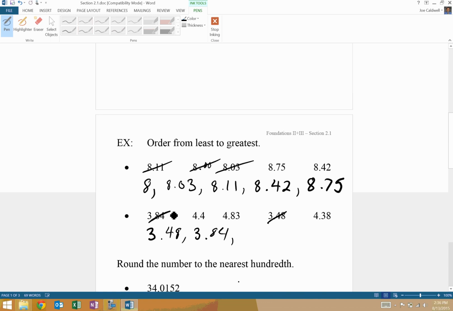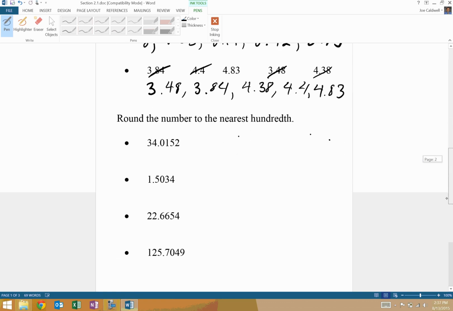Now we look at the next ones. Well, 4.3, that's going to be smaller than the 4.4, 3 and 4. So those two are, whoops, 3.8, 4.4, and we round out with 4.83. So we're just kind of comparing there. Sorry for the messy handwriting.